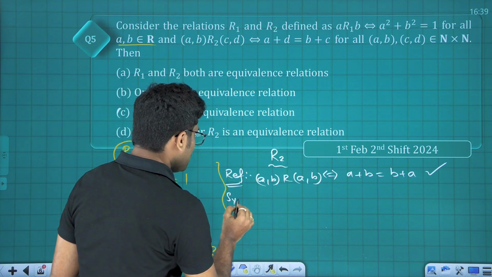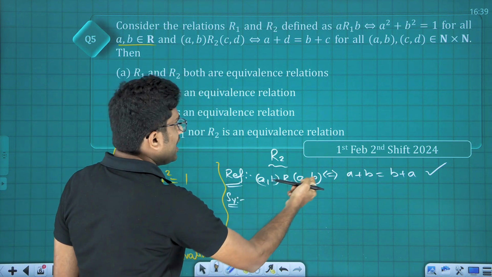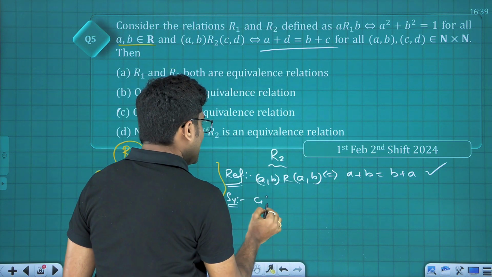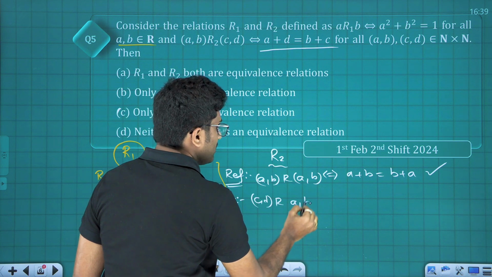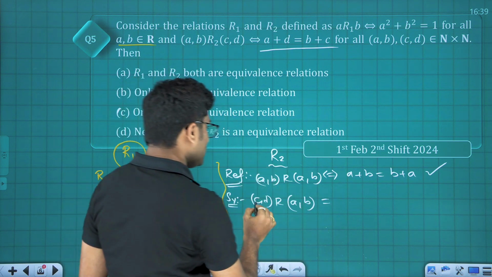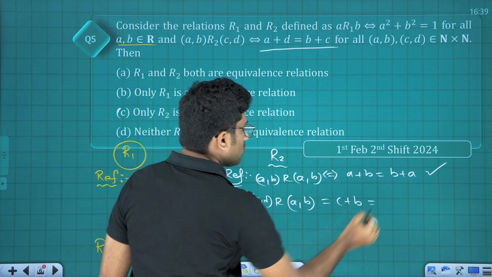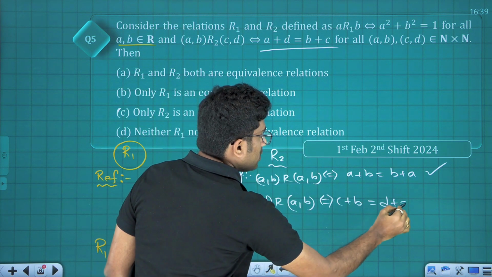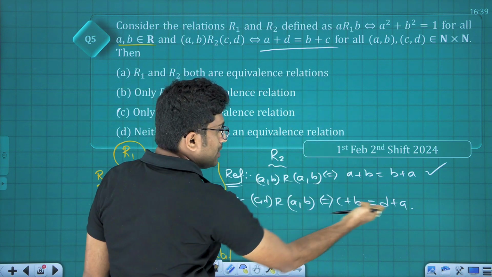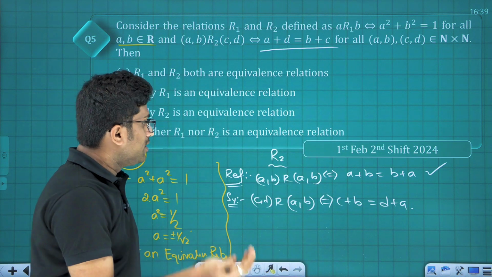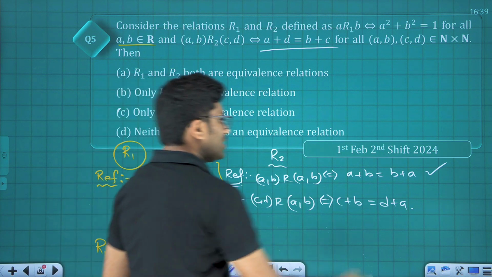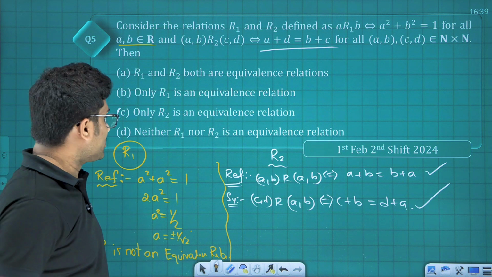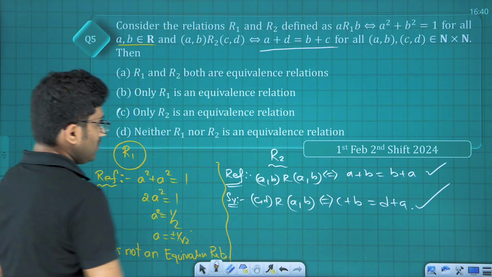So it is reflexive. Now symmetric means (a, b) related to (c, d) implies a + d = b + c. Now if (c, d) related to (a, b), what happens? c + b = d + a. See, this is nothing but a + d = b + c only, just written in reverse order. So that means (c, d) is also related to (a, b), hence it is symmetric. Reflexive, symmetric, transitive, important, friends. Transitive is important. We'll check transitivity.